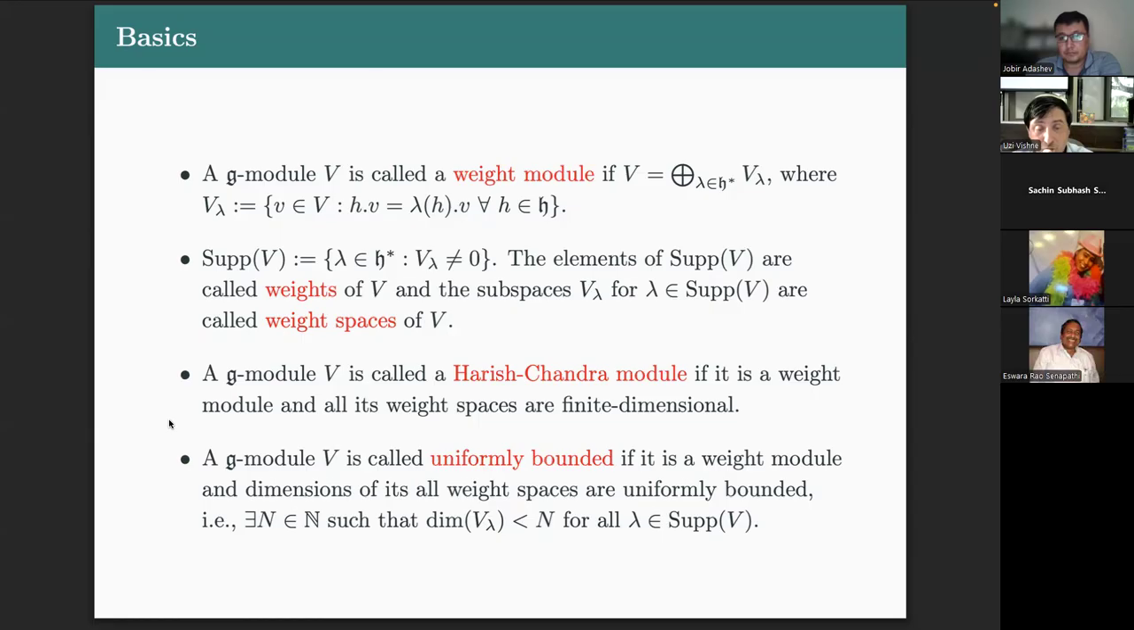But not all Harish-Chandra modules are uniformly bounded. Of course, the weight multiplicity can keep increasing. It will never be infinity, but it could tend to infinity.